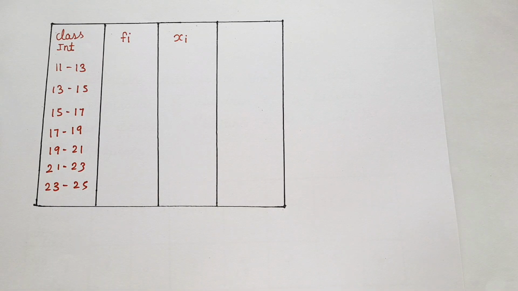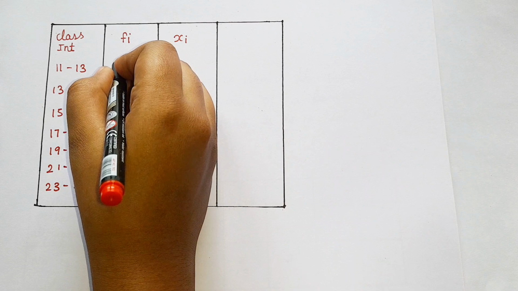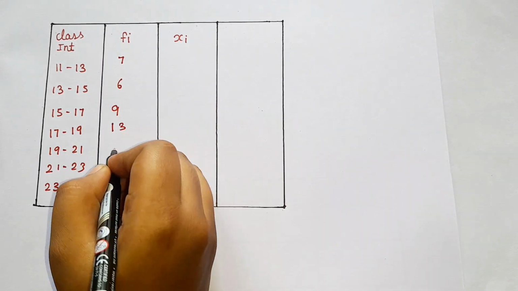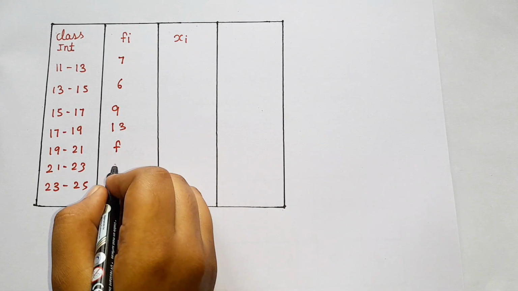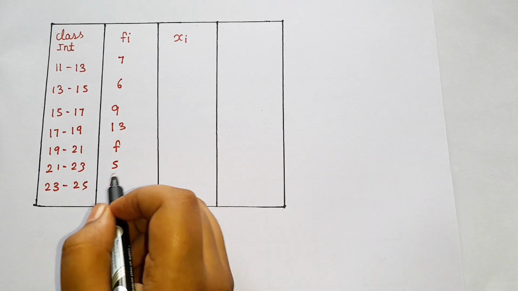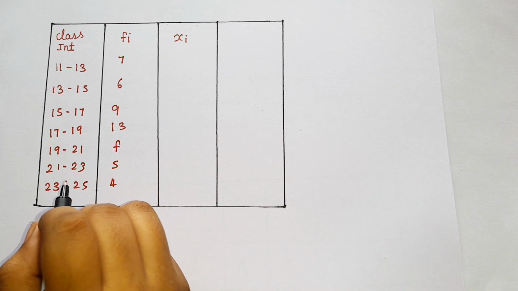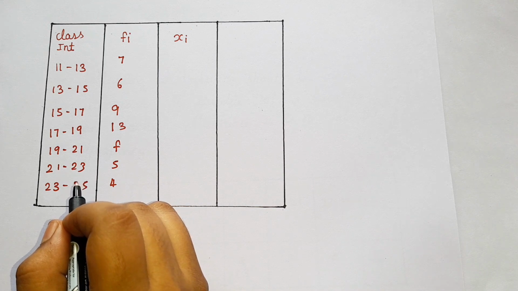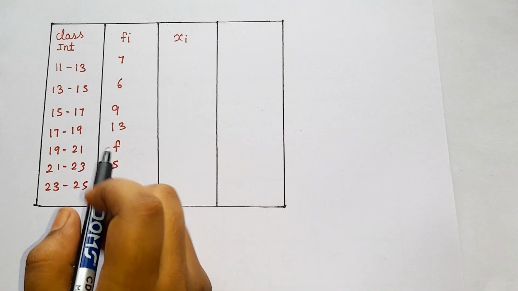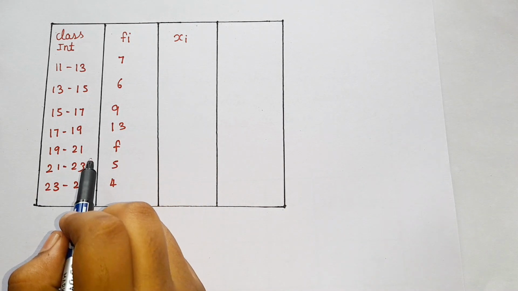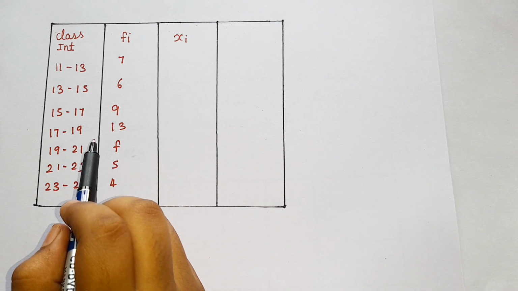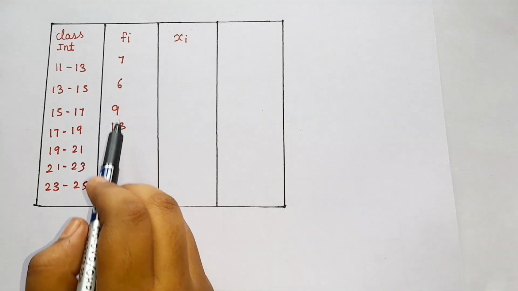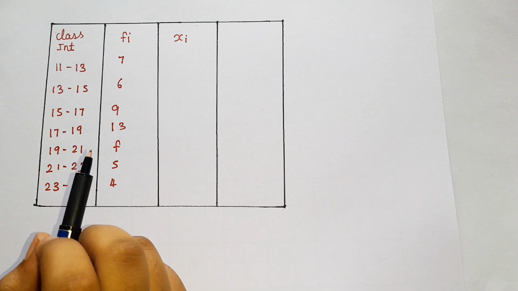Okay guys, I just wrote the values as they are. The frequency is mentioned in the question, right? So 7, 6, 9, 13 and here it is F. We want to find this F value and then 5, 4. This is the frequency and this is the class interval. Now the question is, which method am I going to use? Since the numbers 7, 6, 9 are small compared to 213 and such, which is a bigger number, I am going to use the direct method.